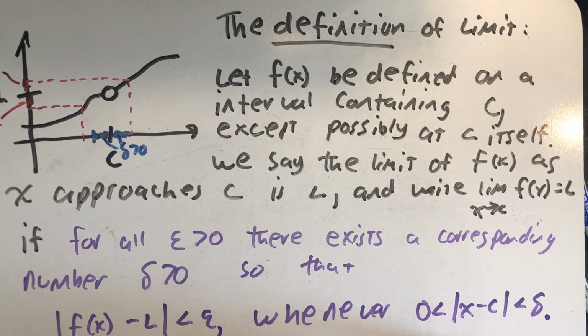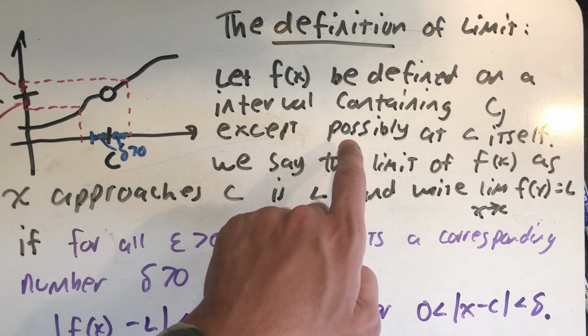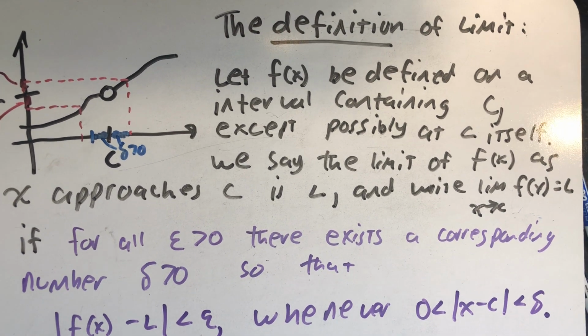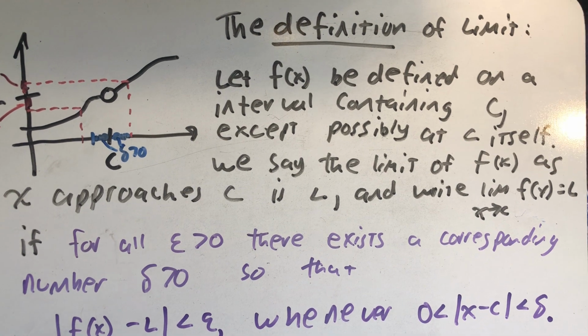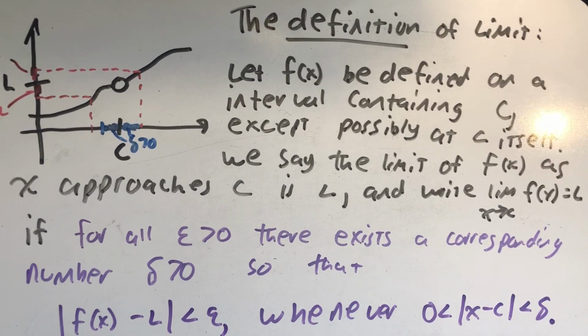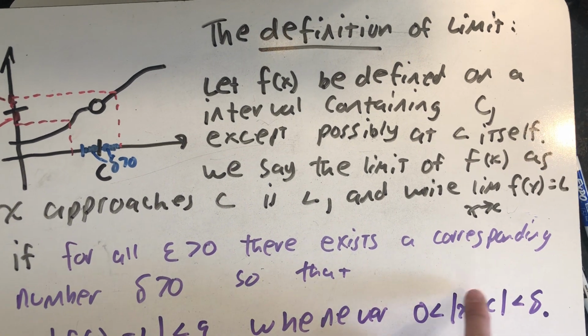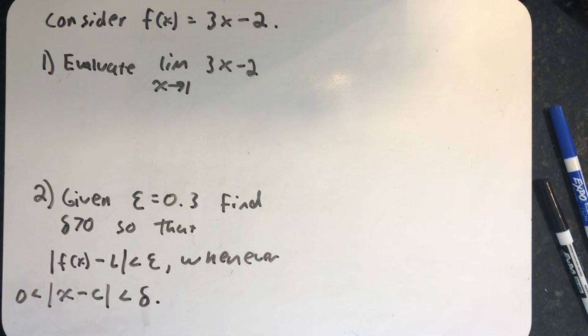Notice the 0 is less than in here. What this is saying is that x is not allowed to be c. Well, if I look up here, that's the one place I don't care about, right? Except possibly at c itself. That's really why that 0 is down there. On the x-axis, I want to be close to c without actually getting there. Well, if x was equal to c, this absolute value statement would be equal to 0. So let's work an example where we actually have to process and understand the formal definition of limit.